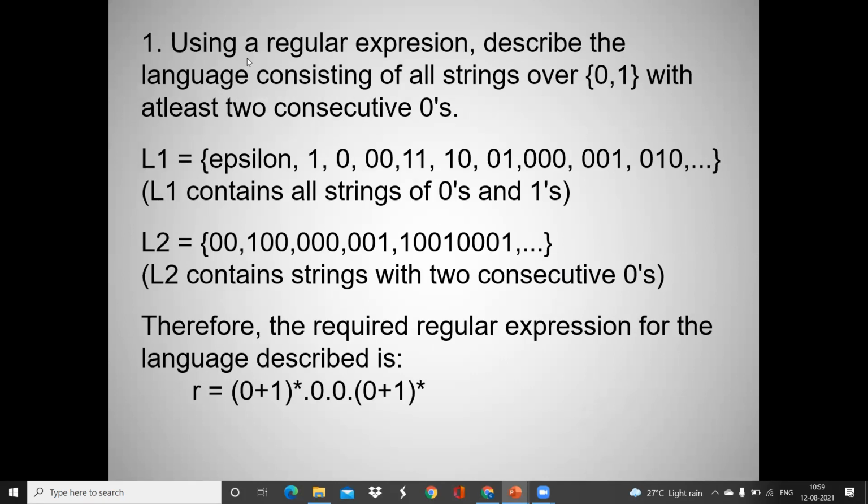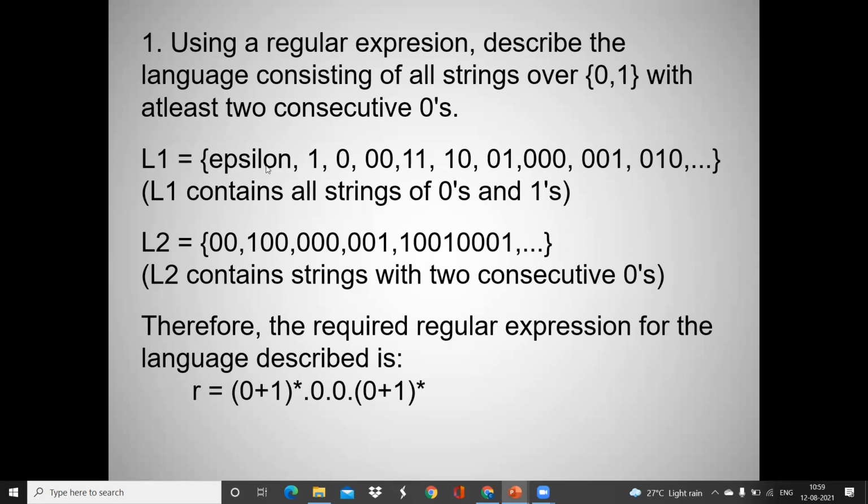Now consider this example. Using a regular expression, describe the language consisting of all strings over 0, 1. Over 0 and 1 means this becomes your input alphabet, with at least two consecutive zeros. So you have to represent the regular expression that will express all the strings which consist of 0 and 1, but those strings should have two consecutive zeros. If we try to find all combinations of 0 and 1, you will get this as the language.